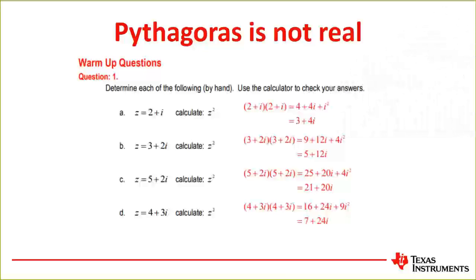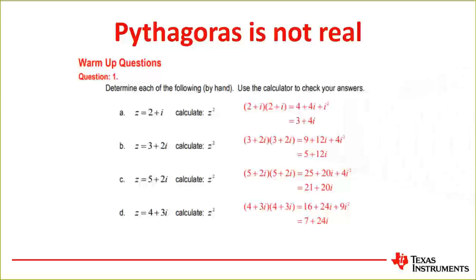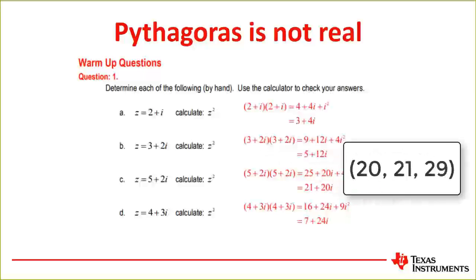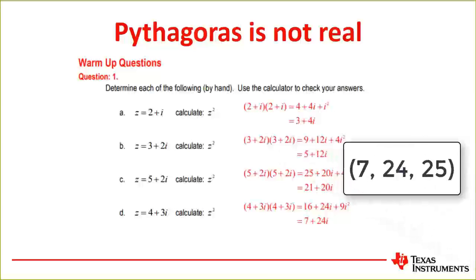Then in the next one, z equals 3 plus 2i, you calculate z squared, and z squared is 5 plus 12i. The magnitude of z squared is 13, and again, you end up with a Pythagorean triple 5, 12, 13, and so on. In part C, it's the one that's not very well known, 20, 21, 29, and in part D, 7, 24, and 25.